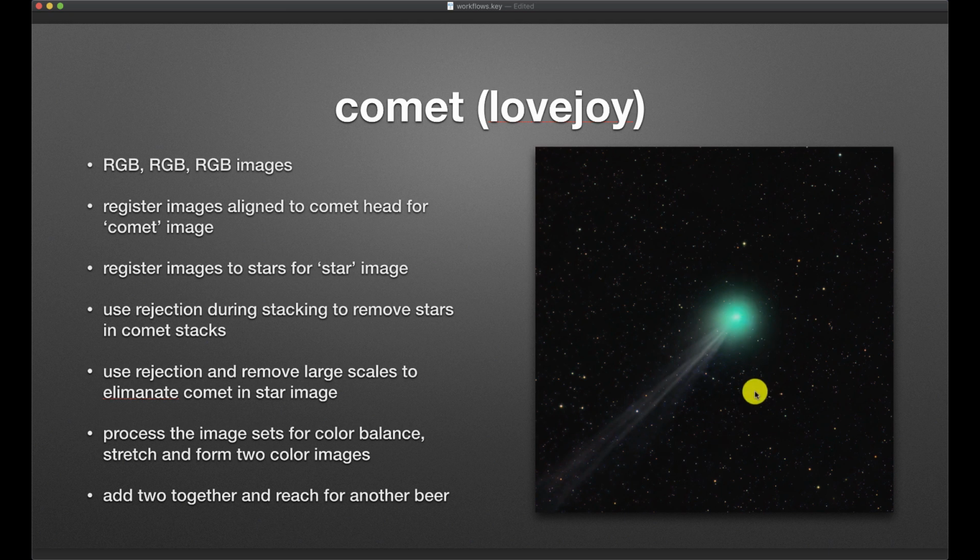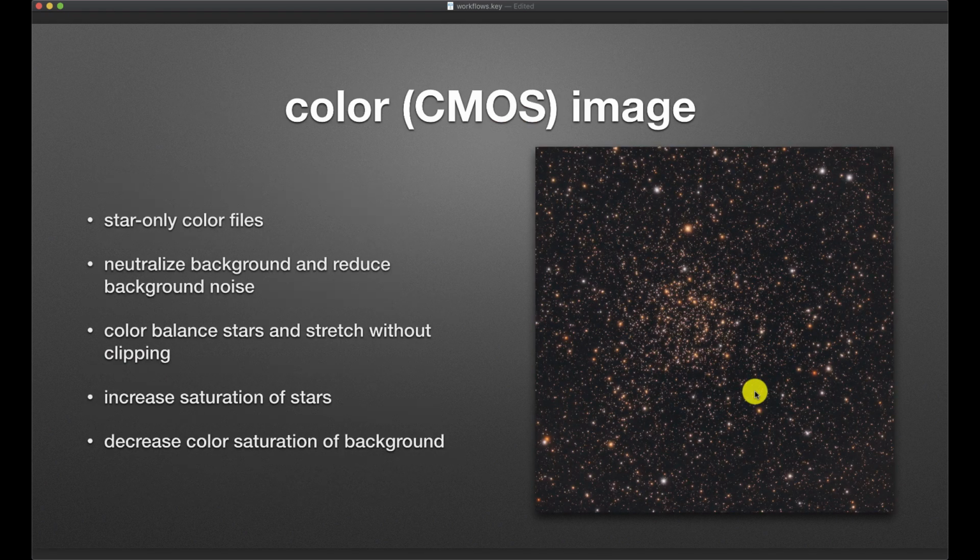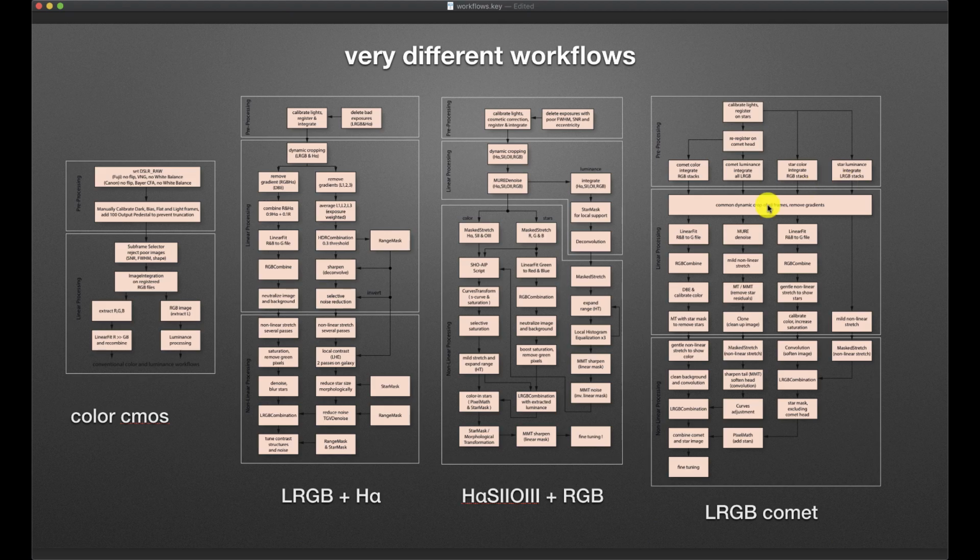That was done by using the rejection algorithms of the stacking program, because as it moves the stars appear in different places and the rejection algorithm thinks it's noise and gets rid of it. Then I had to process all this stuff separately in different channels, get the colour balances of each. So basically at the end of the day I had a star image without a comet and a tail, and I had a comet and a tail without any stars, and then put the two together. Now that is a very complicated one, and that bizarrely is this one here on the right hand side.